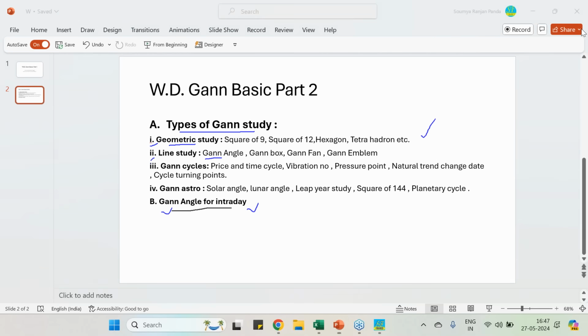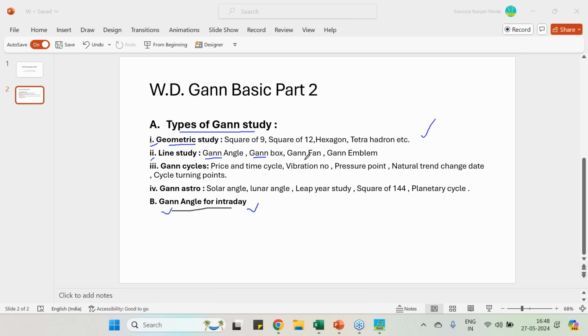When I say time analysis, I mean when the trend change will happen. Suppose one trend is continuing, whether the trend is going to change at a particular point of time, you can understand through Gann studies. Geometric studies cover square of 9, square of 12, hexagon, tetrahedron, etc. It takes the help of geometrical figures and analyzes based on that. It has squares, triangles, everything.